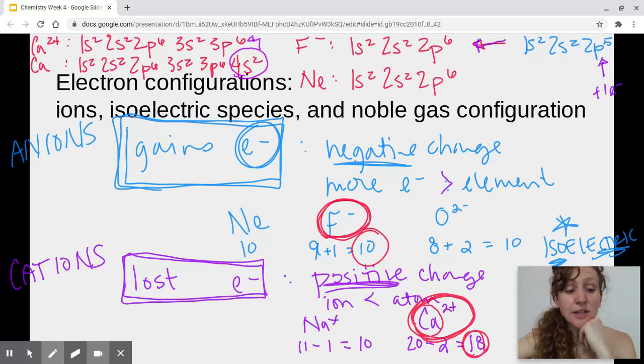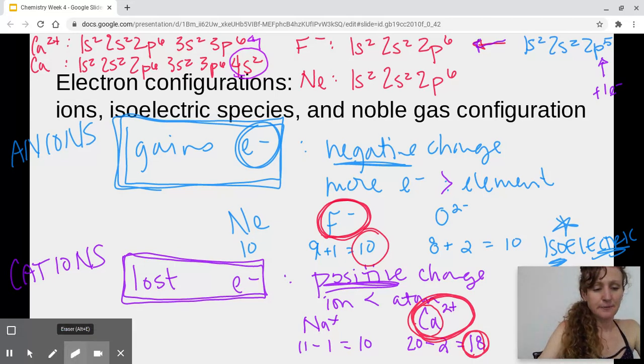Okay, last thing I want to talk about is a noble gas configuration. And I promise you're going to like these because they're a shortcut for you. They're going to make your life easier. So let me show you what a noble gas configuration is.